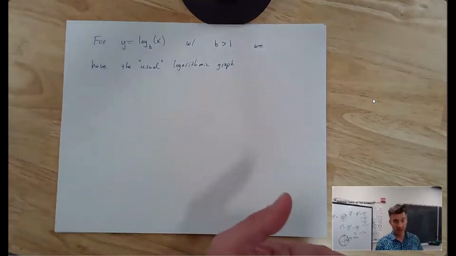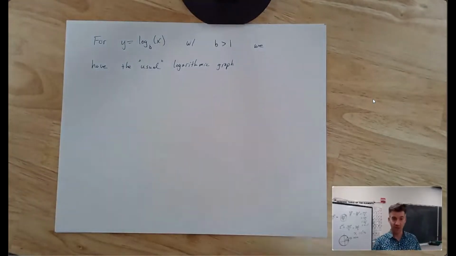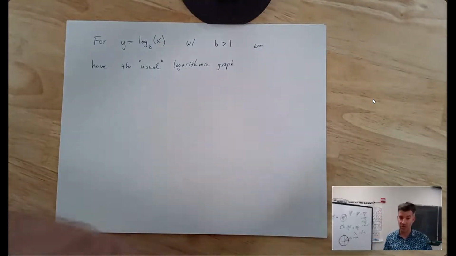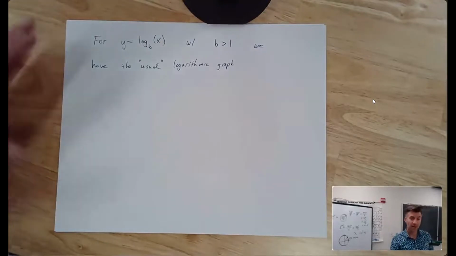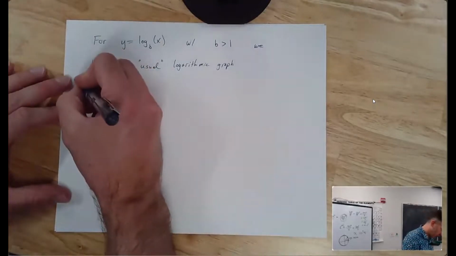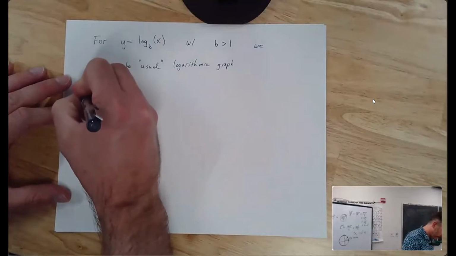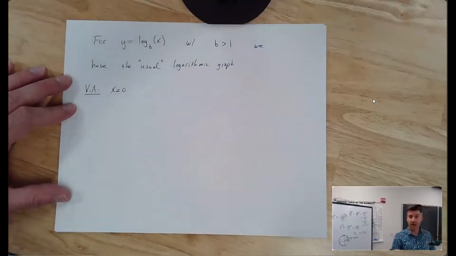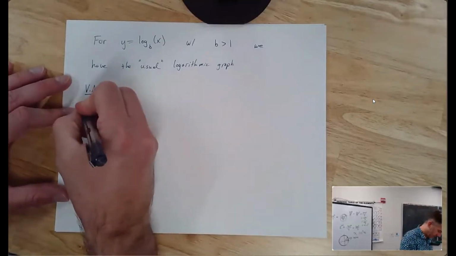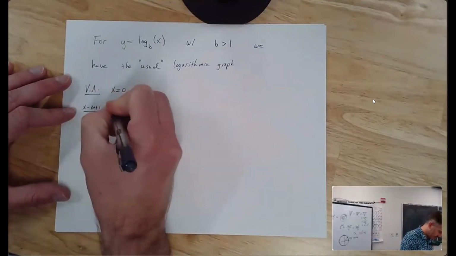Which is going to be very much like the usual exponential graph, just kind of everything flipped. So instead of having all the usual exponential things, we're going to have all the usual logarithmic things. So instead of a horizontal asymptote at y equals 0, we're going to have a vertical asymptote at x equals 0. And instead of a y-intercept at 0, 1, we're going to have an x-intercept at 1, 0.